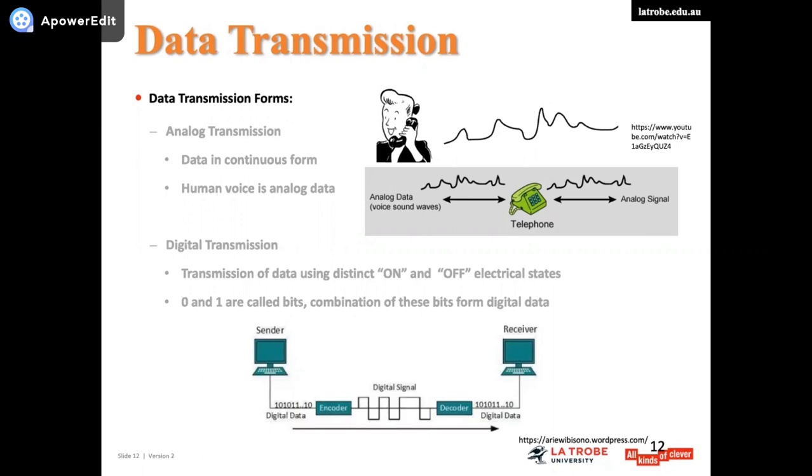So if the sender wants to send something to the receiver, it has to send 0 and 1, which forms a digital signal. The encoder will change it to some other digital signal over our Ethernet, and then the decoder will change it back to the 0s and 1s, so the receiver can understand.